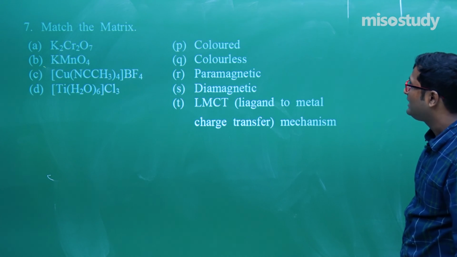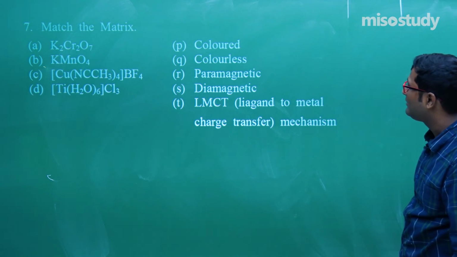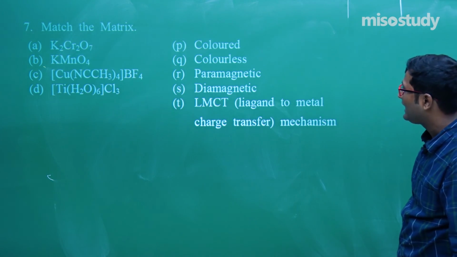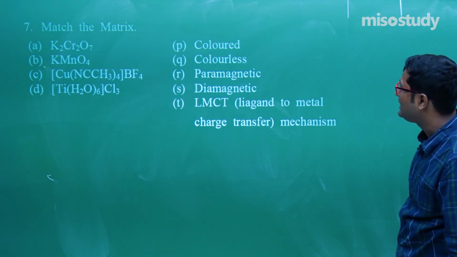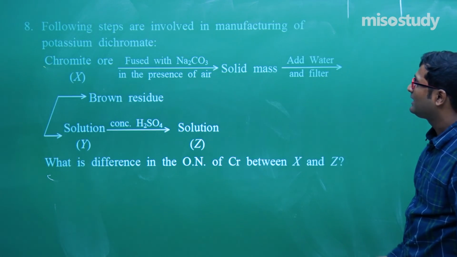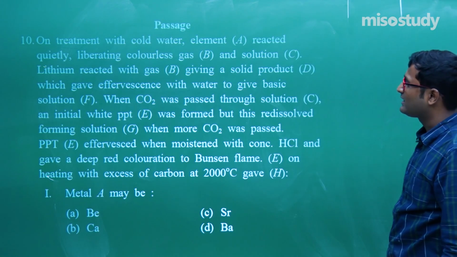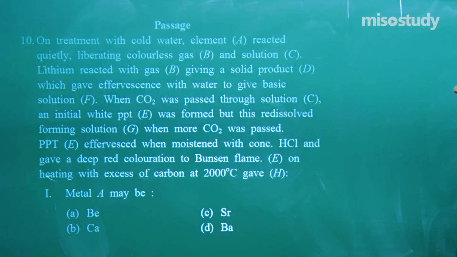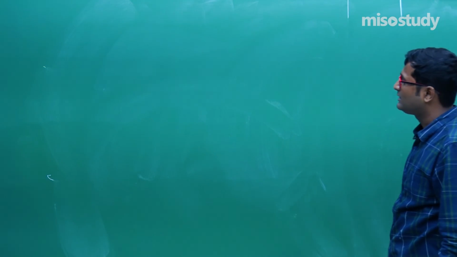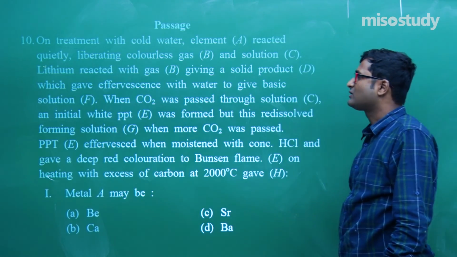For B, P, S, T. For C, tell me that is Q and S. For D, that is P and R. Clear? Now for this question, the difference is 3. Now for this question, A is the correct option. I have given the detailed solution in this question. I think now you can easily solve such questions.